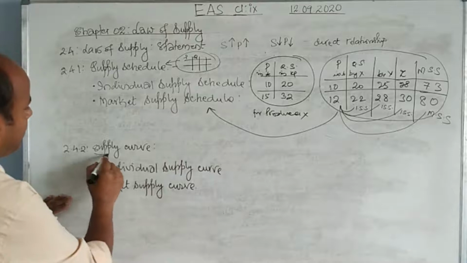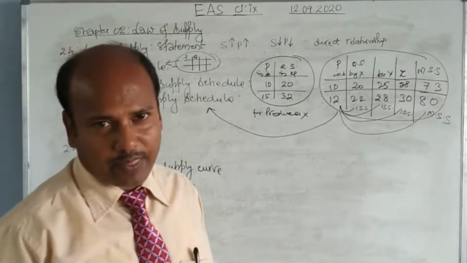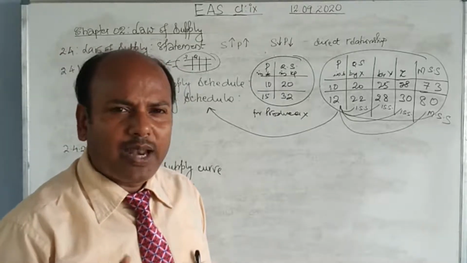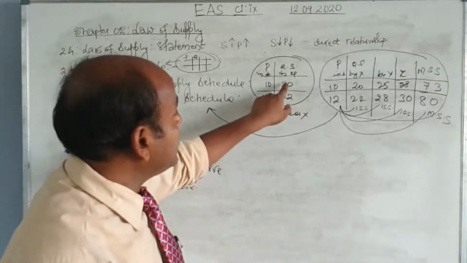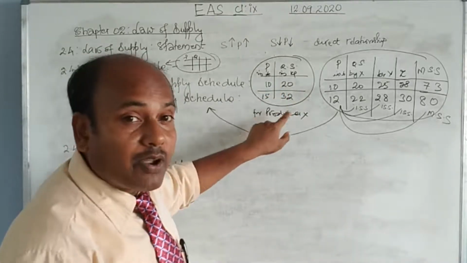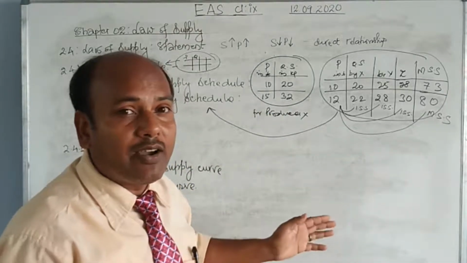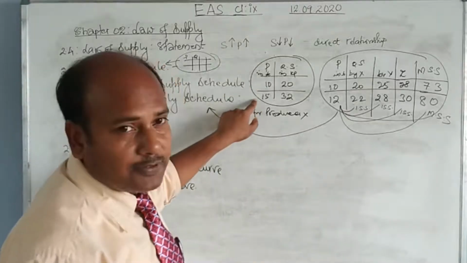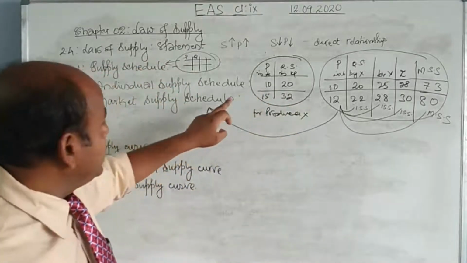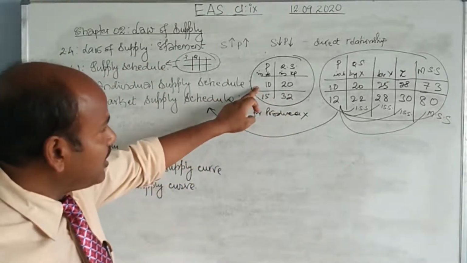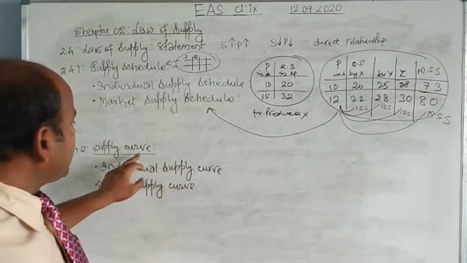This is called supply curve. Supply curve is the graphical representation. Only that is the difference. Supply curve is the graphical representation representing the different quantity of a commodity produced and offered for sale by a producer at different price. The definition is same. Tabular representation is schedule, and graphical representation is curve. So that is supply curve.